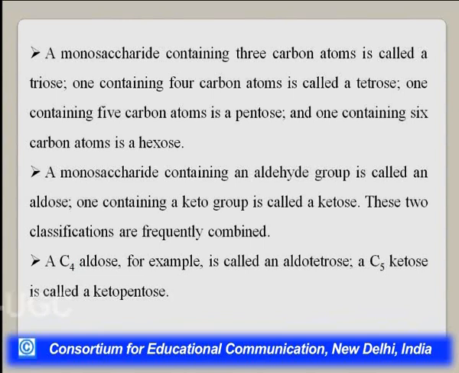A monosaccharide containing an aldehyde group is called an aldose. One containing a keto group is called a ketose. These two classifications are frequently combined. For example, a C4 aldose is known as an aldotetrose, right? And a C5 ketose is known as a ketopentose. This is how we can name a particular carbohydrate.